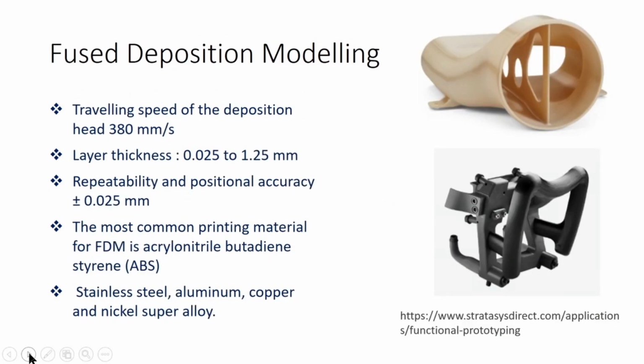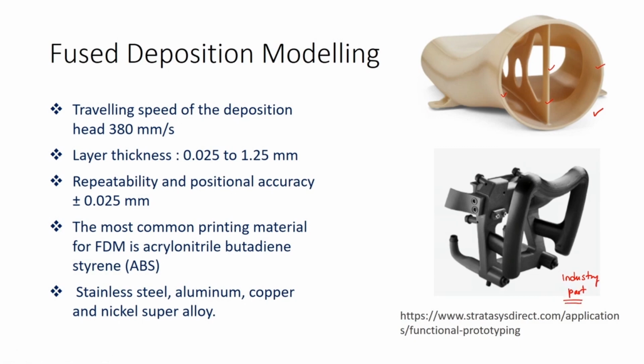So, on your screen some of the models which are generated by using the fused deposition modeling process can be seen. Here you can notice that very complex shapes can easily be manufactured using FDM. Here you can notice the thin parts also can easily be manufactured. In addition to that, this is an industry part, basically a jigs and fixture part which is manufactured by using the FDM process.